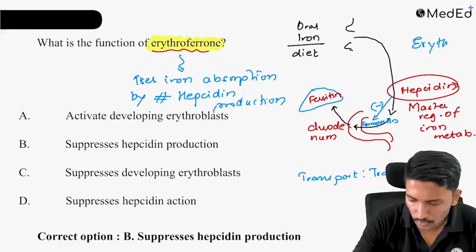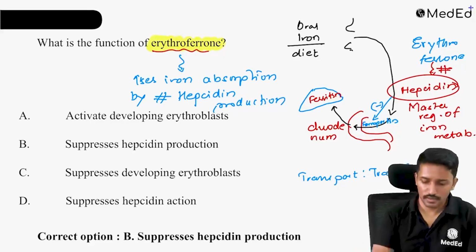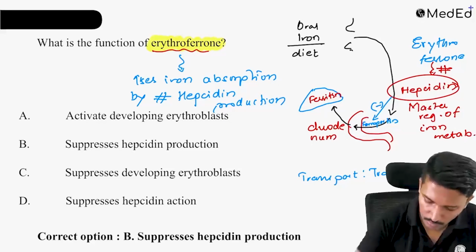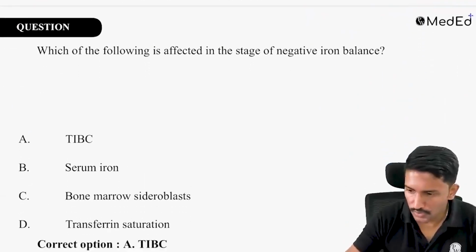So if they ask you what is the mechanism of erythroferrone, now we know the mechanism. The mechanism is, it is a suppressor of hepcidin production. Clear? So what becomes the correct answer here? Option B becomes the correct answer. Okay, now let's move to the next one.